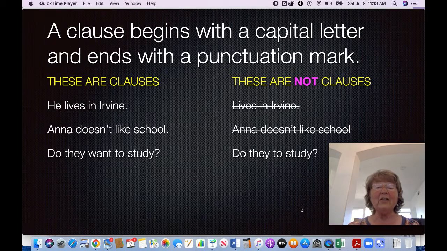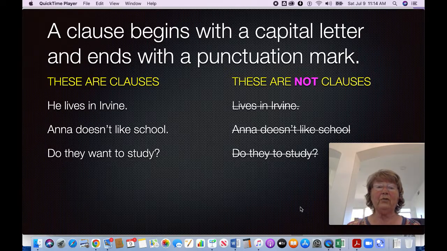But these are not clauses. For example, lives in Irvine. There is no subject. You need to have a subject in every clause. Or Anna doesn't like school, but it's missing the period. No punctuation mark, it is not a clause.